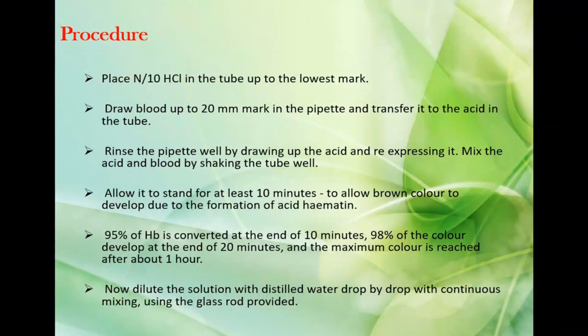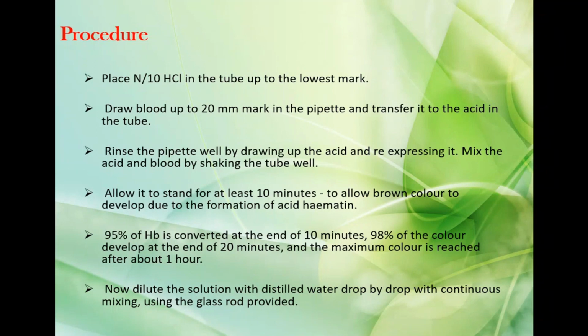Then the procedure is: place N/10 HCl in the tube. N/10 means 1/10, and 1/10 is 0.1 N. So place N/10 HCl in the tube up to the lowest mark. Up to the lowest mark that appears, you have to add the 0.1 N HCl.